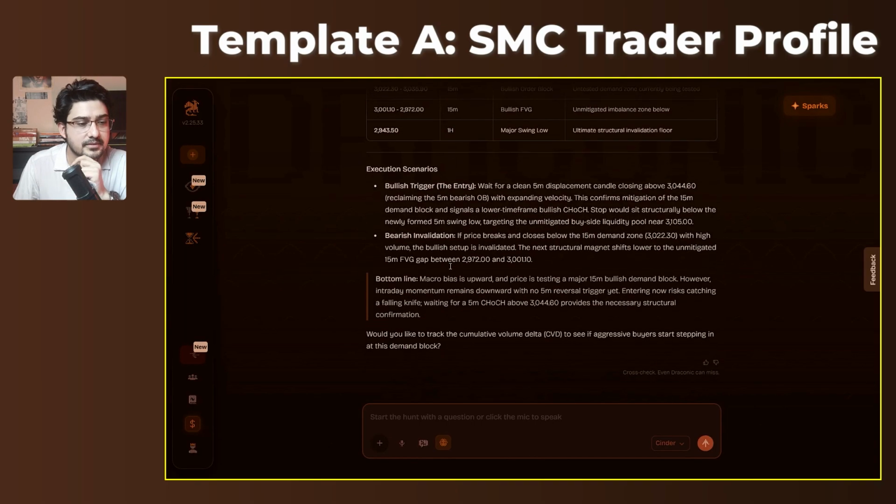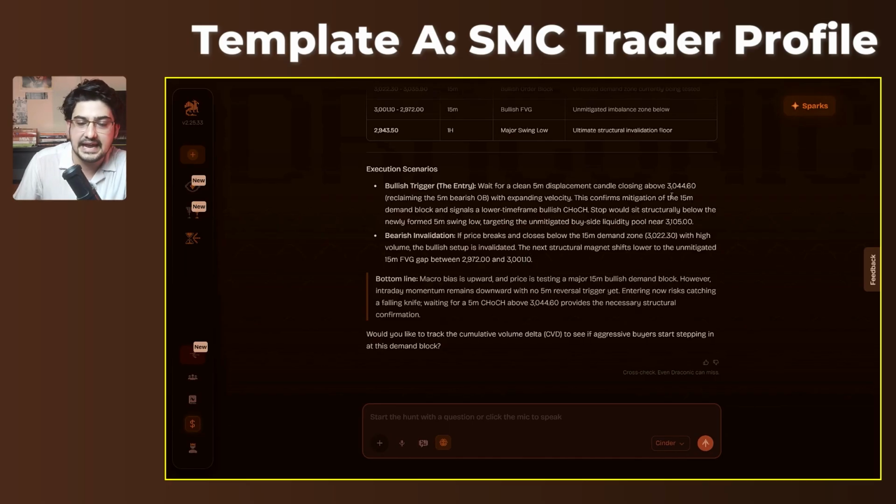The last and the most important point that it mentions is what are the different execution scenarios that I can follow. The first one is bullish trigger. It says wait for a clean 5 minute displacement candle closing above 3044 levels. So we want to reclaim the 5 minute bearish order block. And in case of bearish invalidation, it says that if the price breaks and closes below the 15 minute demand zone, that is 3022, with high volume, the bullish setup is invalidated. The next structural magnet shifts lower to the unmitigated 15 minute fair value gap between 2972 to 3001.